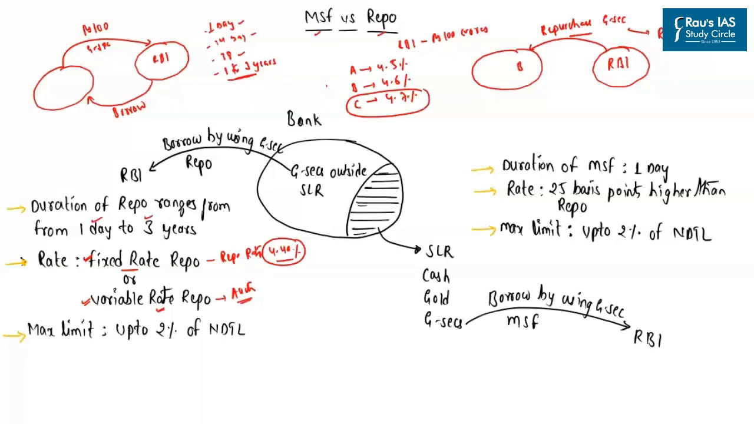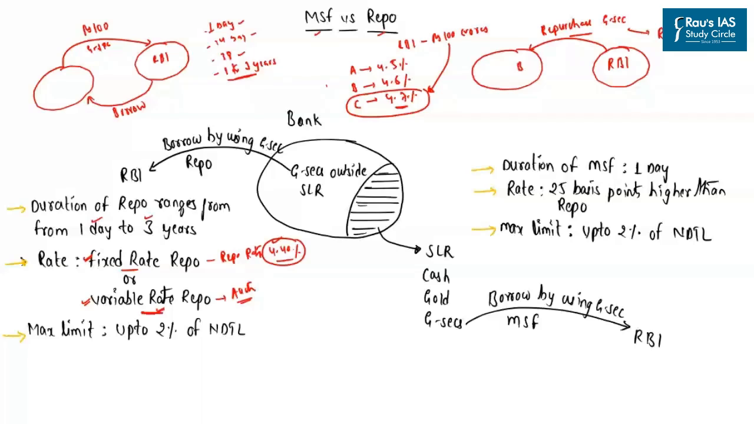So accordingly, the RBI will give this 100 crores to the Bank C which is willing to offer the higher rate of interest. So as you can see here, this 4.7% is the rate at which the Bank C is borrowing money from the RBI. So here, this is not the same as the prevailing repo rate. The prevailing repo rate is 4.40 and that is a fixed rate repo. But here, through the auction, the RBI has decided that the rate at which it will lend money to Bank C is 4.7, and this 4.7 will then become a variable rate repo.